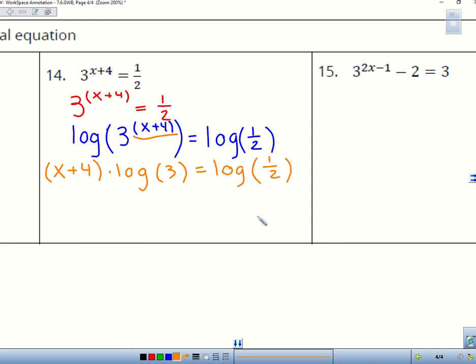Alright, so here's the reason that the parentheses were so important. If they weren't here, this would look like x plus 4 times log 3. But this is x plus 4, then times log of 3. Do you see the difference?